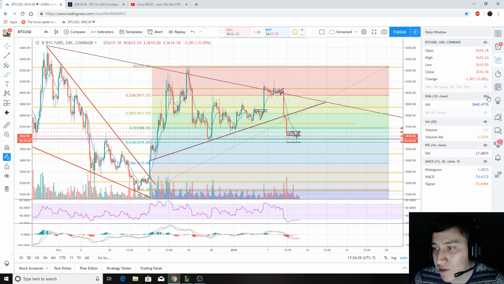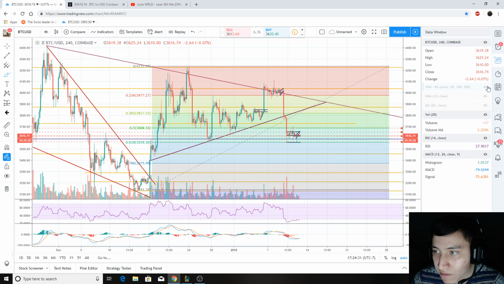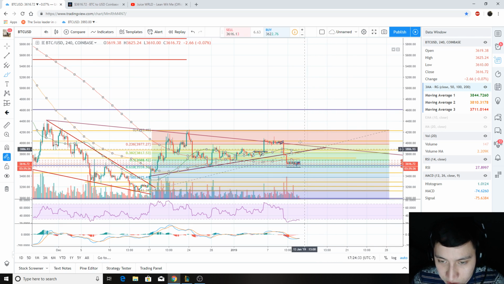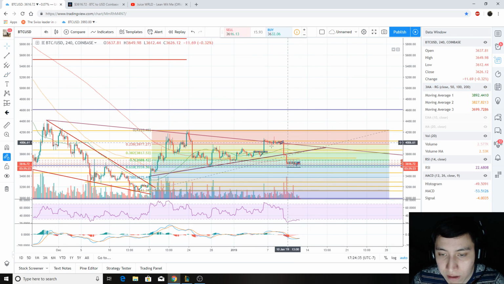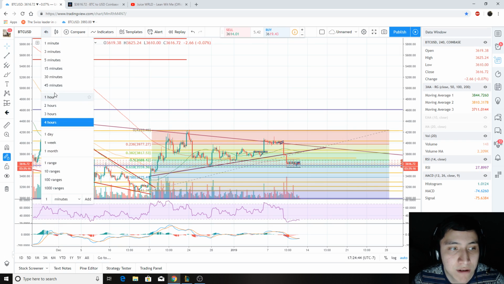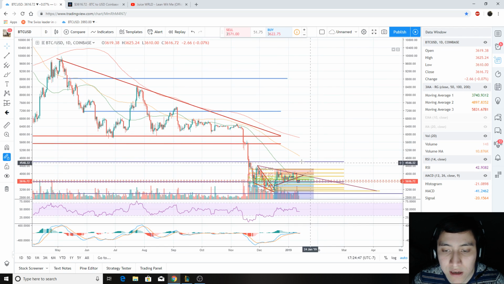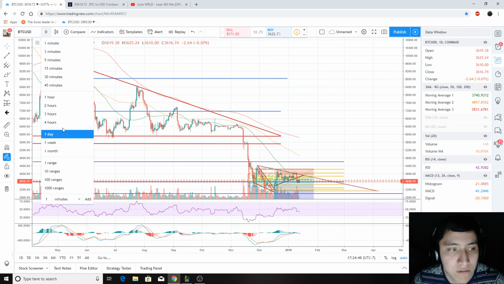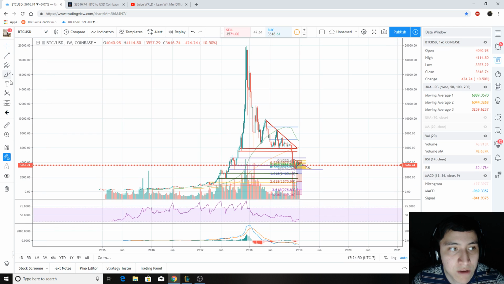Let me get rid of these short-term moving averages and add long-term ones, so our 50, 100, and 200. Notice how we're trading below our moving averages. That's not helping things out. We're trading below all our moving averages, both on the 4-hour, on the daily, and on the weekly.